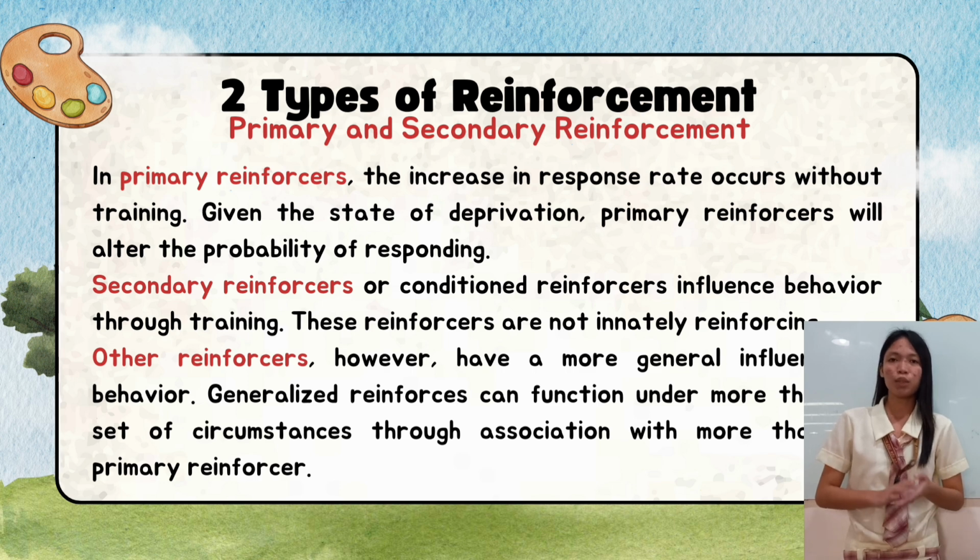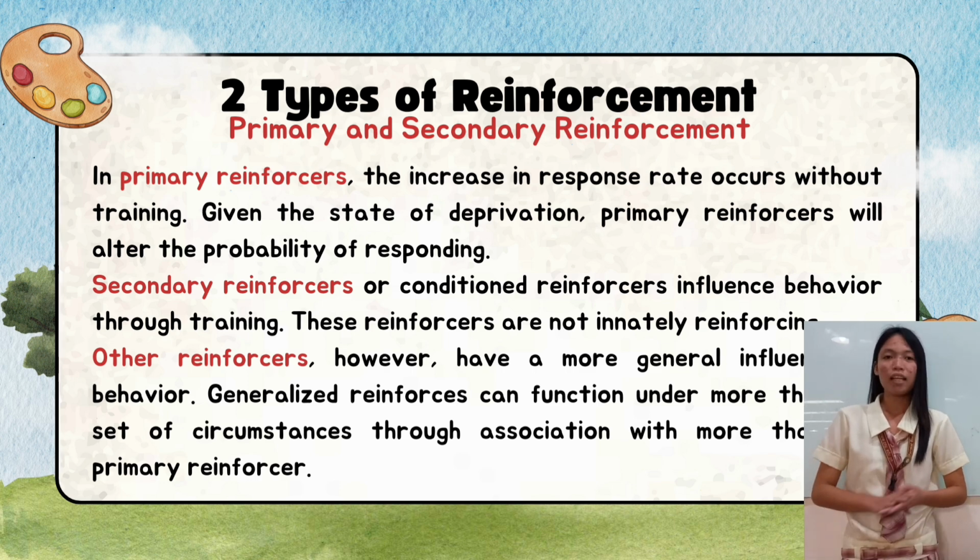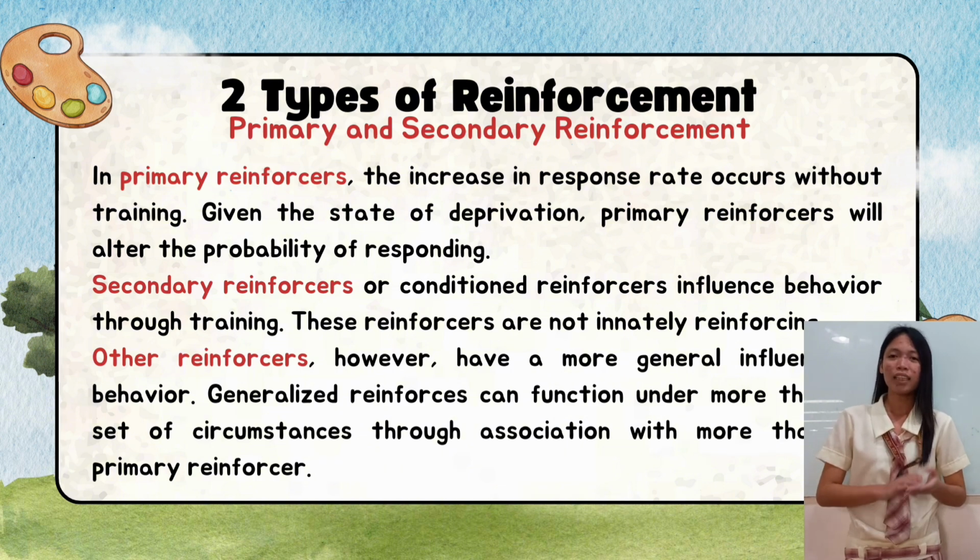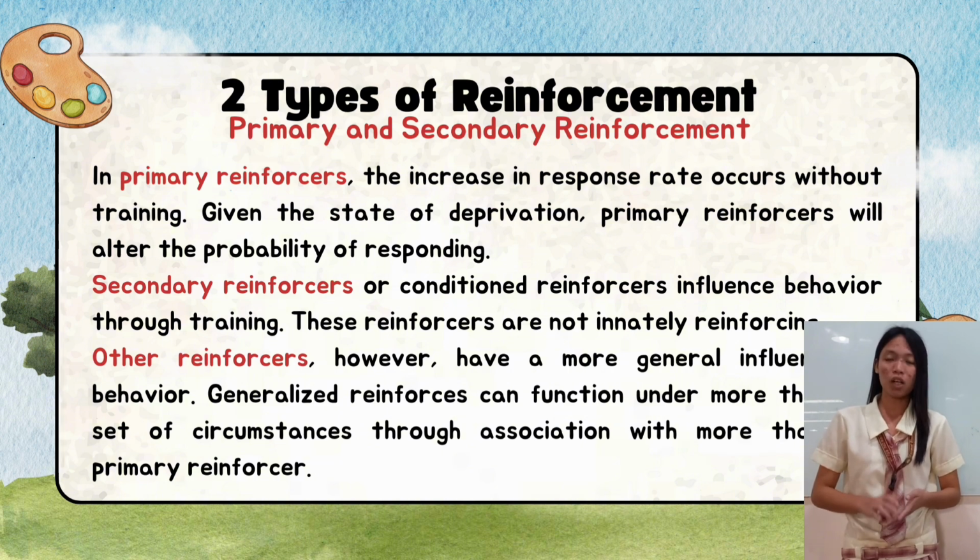In contrast to primary reinforcer is the secondary reinforcement. Secondary reinforcers influence behavior through training. Kahit secondary reinforcer, kaya mag-need siya of training para ma-occur. Examples of these are money, star, token, and praises.